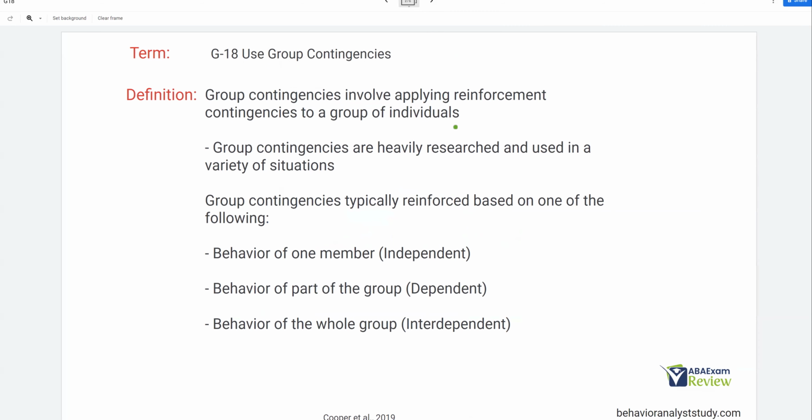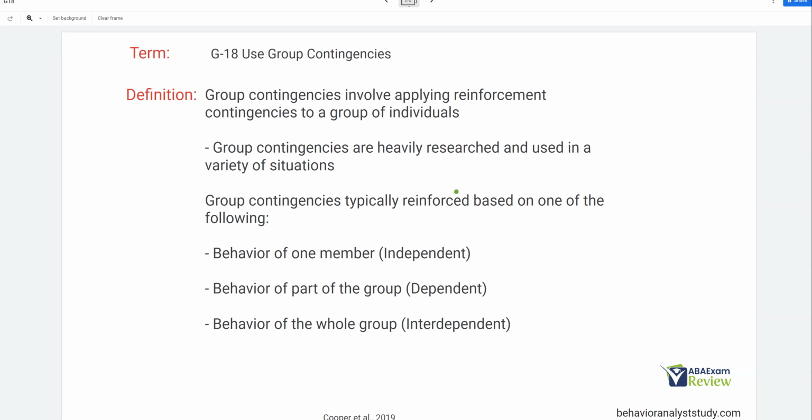So, group contingencies. Group contingencies involve applying reinforcement or punishment, but typically we're using reinforcement contingencies on a group of individuals. For the sake of what we're doing, consider most group contingencies reinforcement based in ABA. Can you use other contingencies? Absolutely. The main idea is we are applying our typical contingencies: if you do this, then this happens, but not to a person, but a group of people. Now, group contingencies are heavily researched, they're empirical, and they can be used in a variety of situations. So you can feel free to get creative with using contingencies.